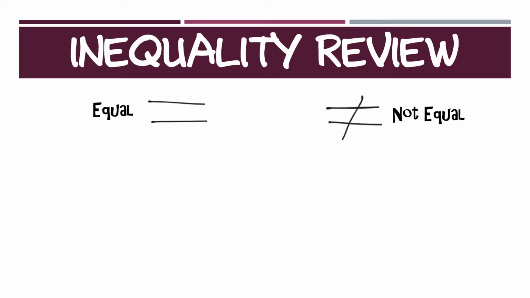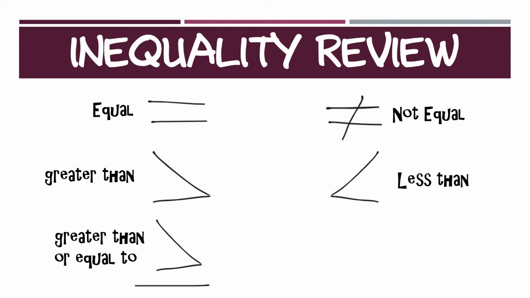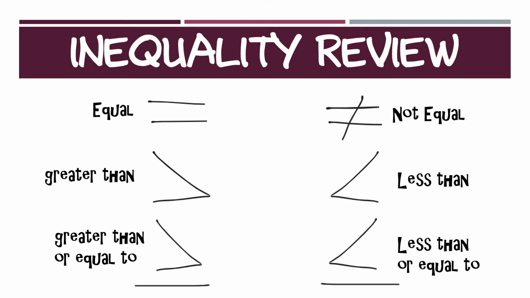Before we really get into our lesson, let's take a look at some things we should know about inequalities. This symbol, of course, means equal. An equal sign with a slash means not equal. When it opens to the left, it is greater than. If it is that same symbol with a line under it, it means greater than or equal to. If it opens to the right side, it is less than. That same symbol with a line under it is less than or equal to.